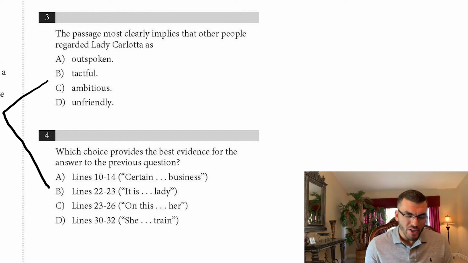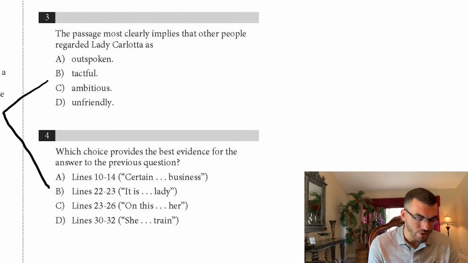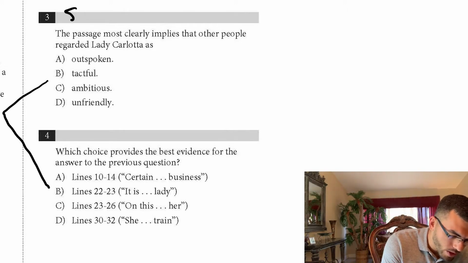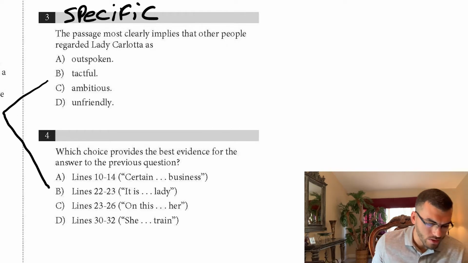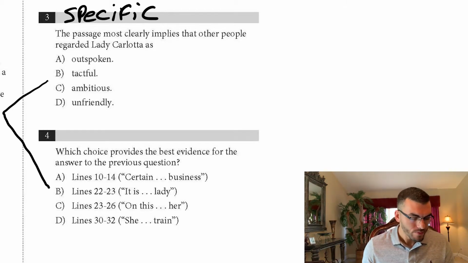We can treat these as kind of a specific question because question 4 is giving you the lines that the answer is going to be found on. So we know the answer is going to be in one of these specific parts of the passage. So I'm going to label question 3 as specific, as most paired questions are. What's the next thing that we do, guys? We rephrase the question.